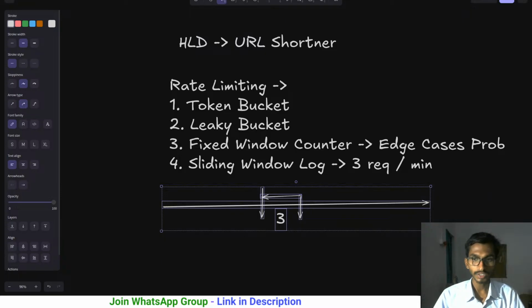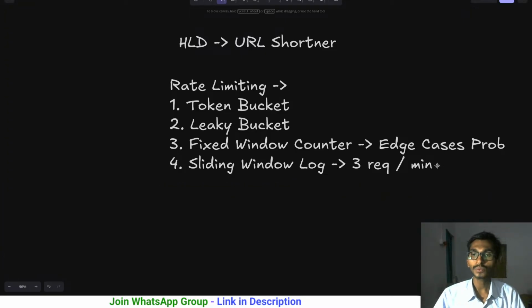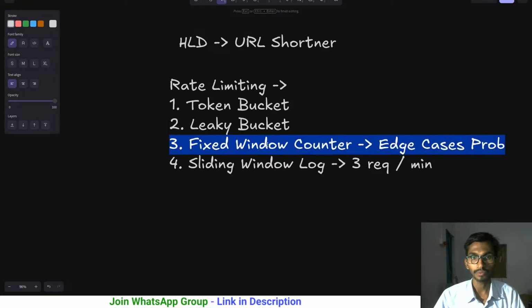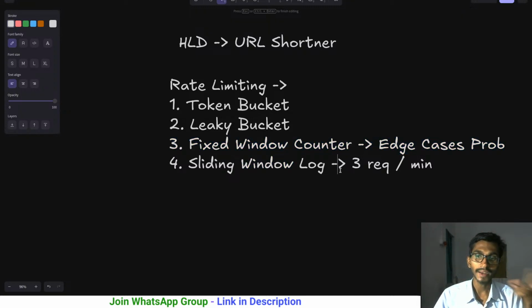So this is how it simply works. And lastly, we will combine both. With the fixed window counter, we had an edge cases problem. With the sliding window, we have a logging problem, which ultimately will consume the server. So I'm going to be combining both of them.